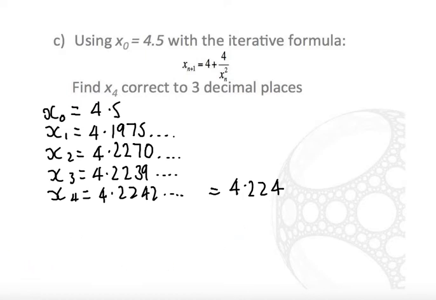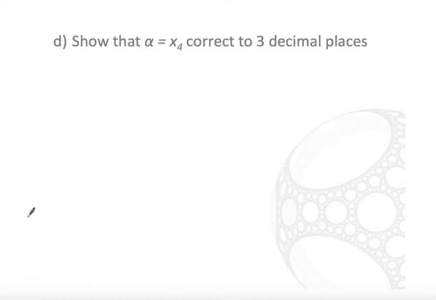Okay, so let's look at part D finally. Part D says show that alpha equals x4 correct to 3 decimal places. So what we're saying is actually alpha equals 4.224 to 3 decimal places. To show that this is correct to 3 decimal places, I'm going to take the upper bound and lower bound of what would round to this value and use a change of sign test. So I'm going to take the lower bound.